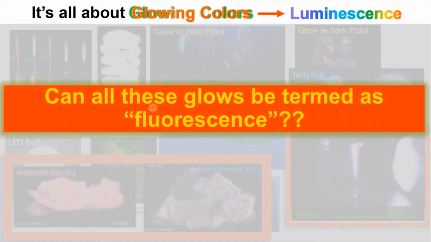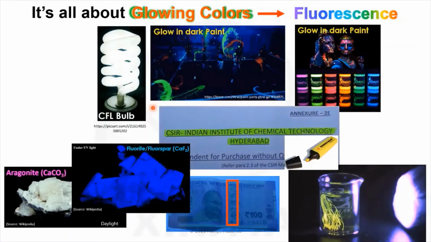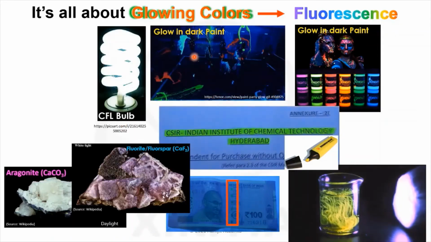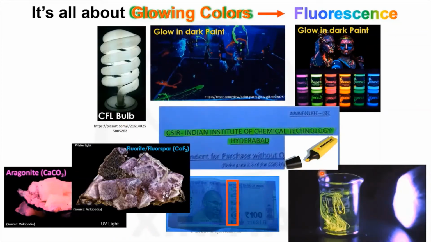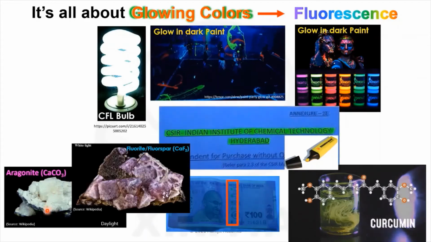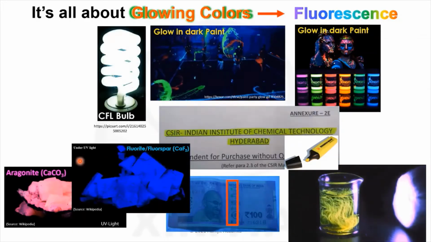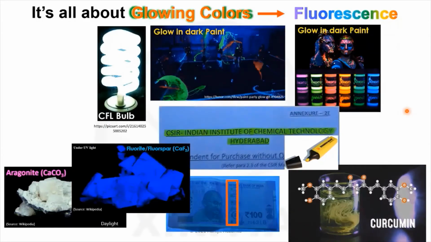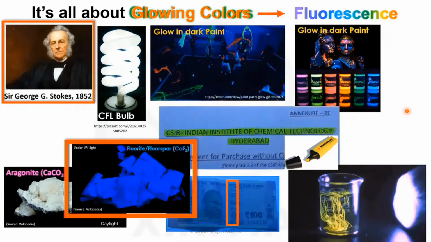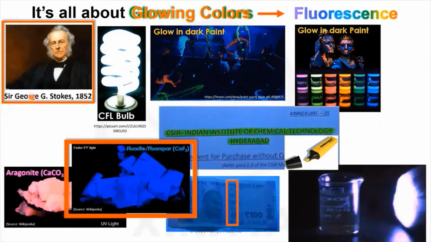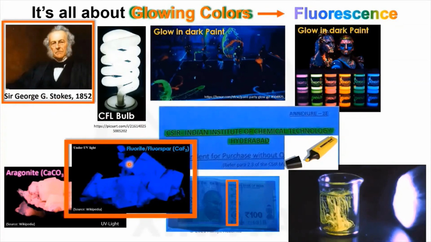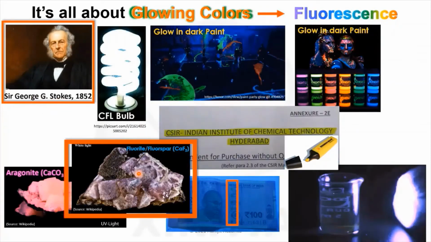Now, can all these glows be termed as fluorescence? It appears that only these particular examples, the CFL bulbs, these glow in the dark paints, the turmeric powder, or these minerals, the luminescence from these materials can be termed as fluorescence. Incidentally, the term fluorescence was coined by Sir George Gabriel Stokes back in 1852 from this mineral fluorspar, calcium fluoride.